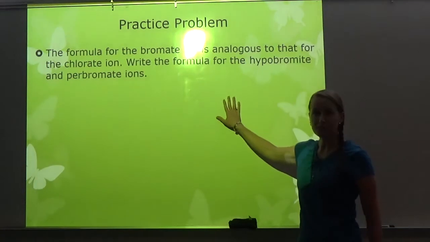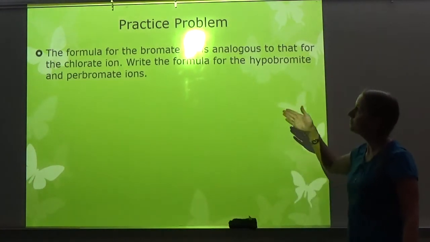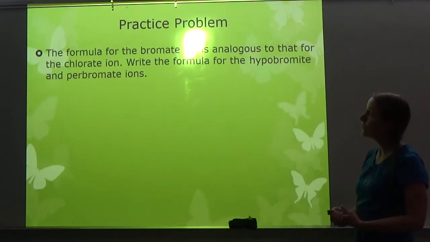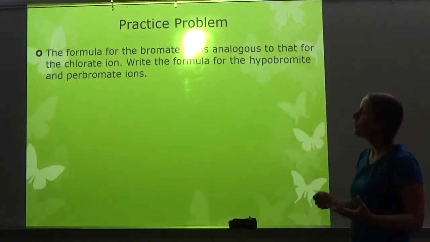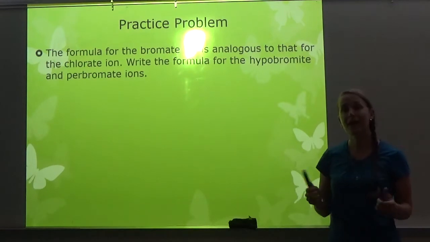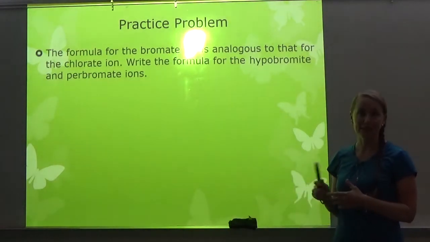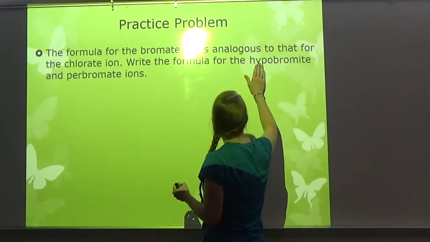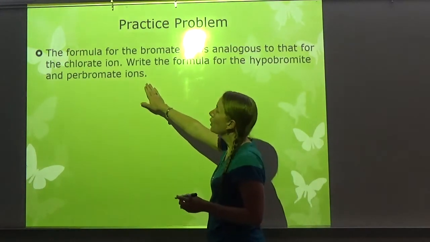So maybe pause it and try this one. It says the formula for the bromate ion is analogous to that for the chlorate ion. Write the formula for hypobromite and perbromate ions. Alright, so I'll assume you've paused it. And remember, you have a polyatomic ion chart in your packet in case you need to pull that out. So we need to write it for hypobromite and perbromate.